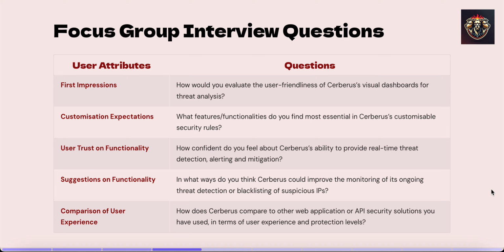For example, for user trust on functionality, the question was, how confident do you feel about Cerberus's ability to provide real-time threat detection, alerting, and mitigation? And this was with respect to the first impression of presenting the prototype that has been designed for Cerberus, which we will eventually see.